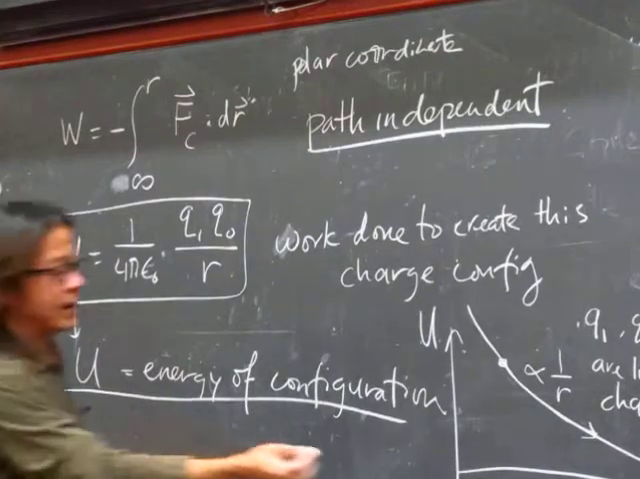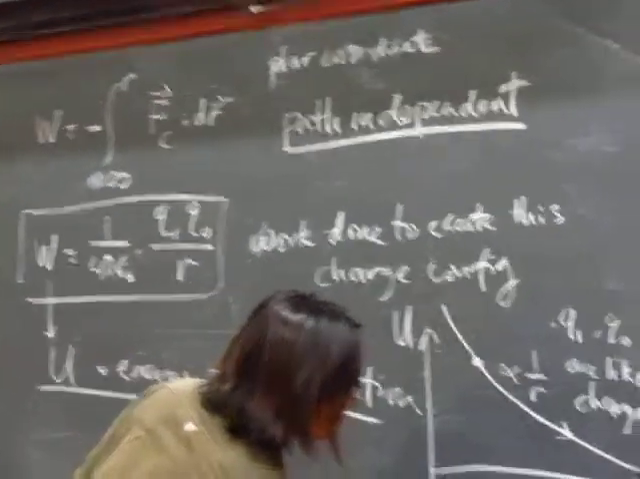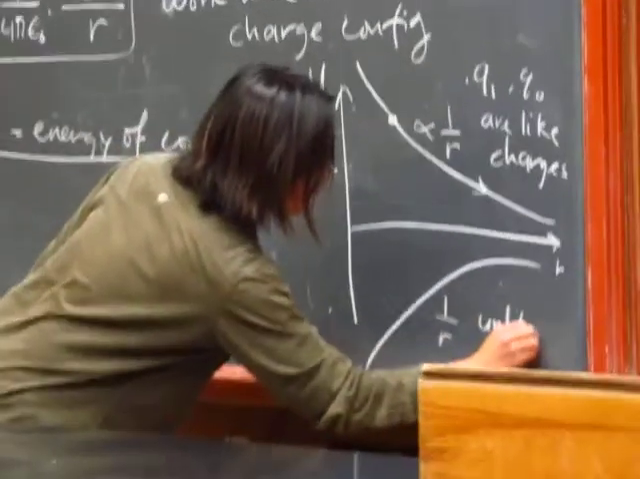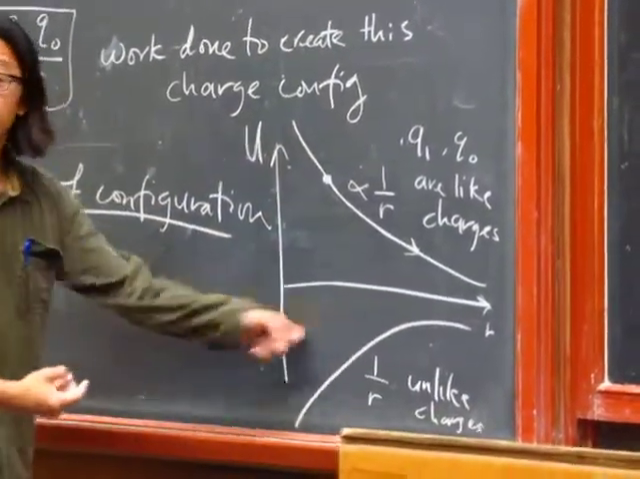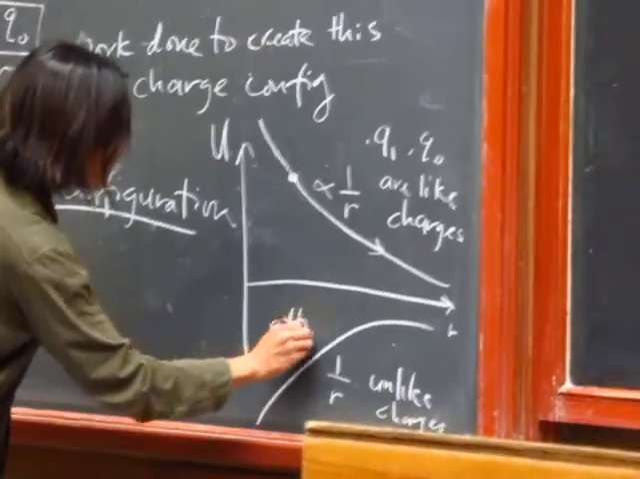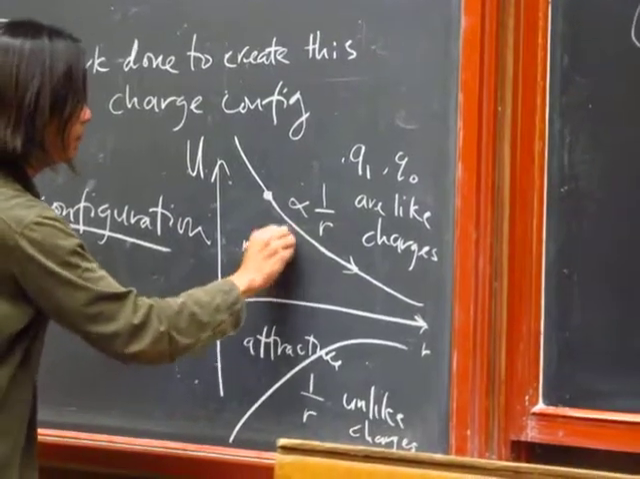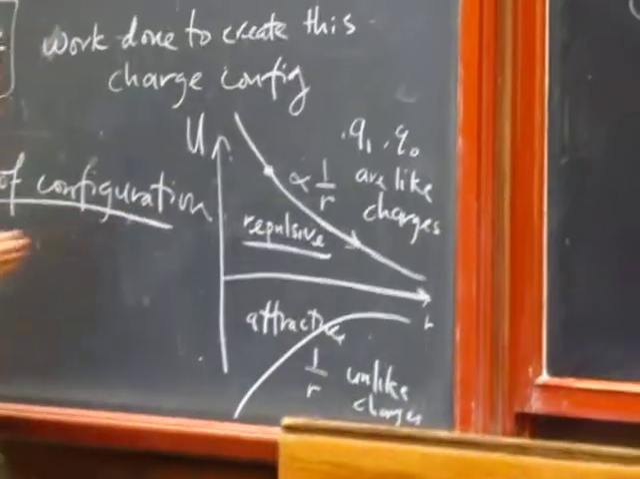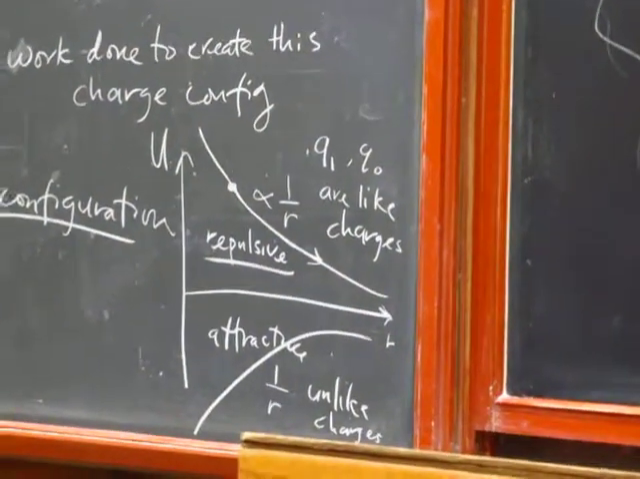And if they are unlike charges, then they go like this, because they attract. Now what do you do when you have a system of charges?